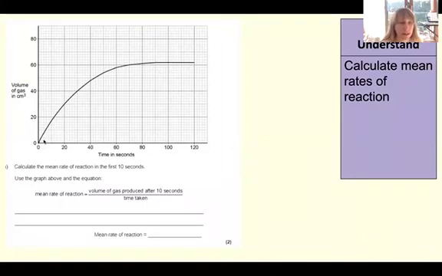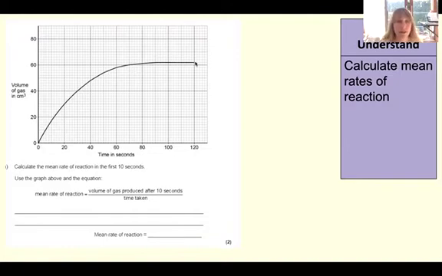So what we can say is that in the first instance, between about 0 and say 14 seconds, the rate is quite fast. The gradient here is high, so a lot of gas is being produced in a short amount of time. So it is a fast rate of reaction. And as we move on, the reaction starts to slow down because less gas is produced in a longer amount of time, until finally at this point here, which is 90 seconds, the reaction has finished, no more gas is being produced.